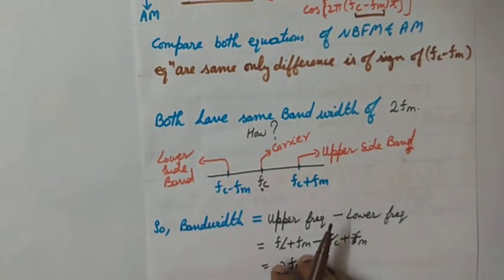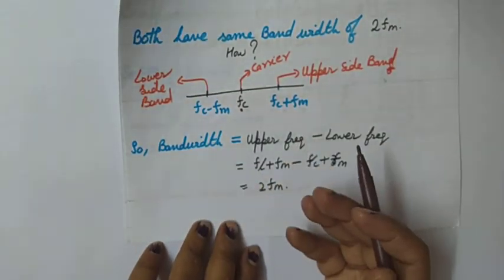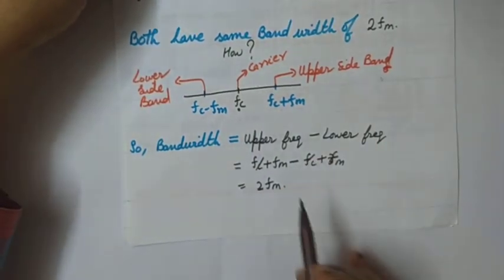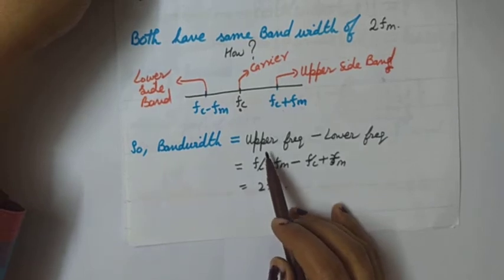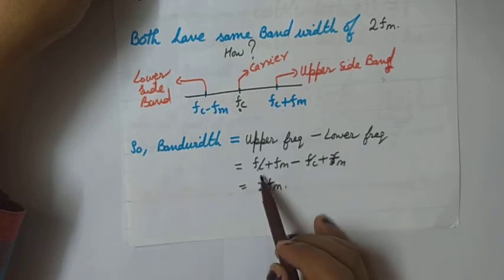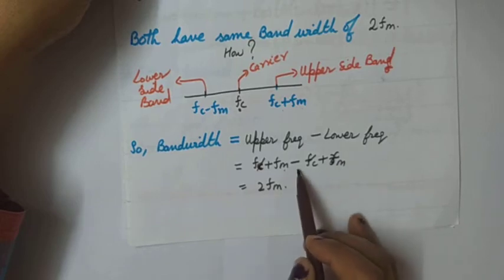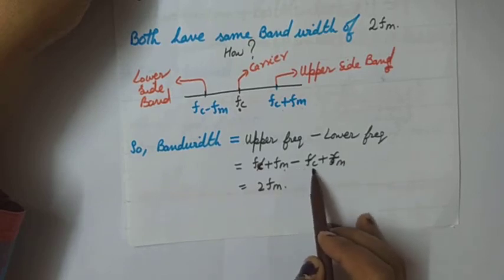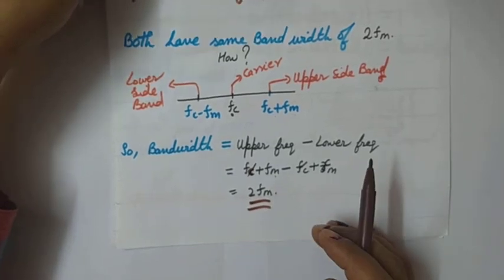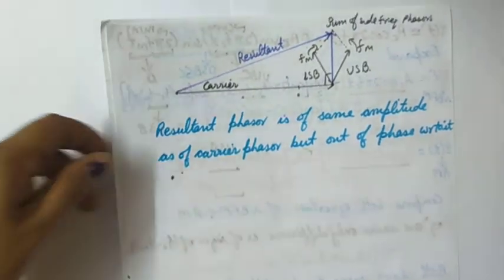If we want to find the bandwidth of this narrowband FM or the amplitude modulated AM wave, both have nearly the same equation and the same frequencies. So the bandwidth of both will be the same. And how do we calculate the bandwidth? As upper frequency minus lower frequency. The upper frequency is FC plus FM and the lower is FC minus FM. So FC plus FM minus FC plus FM. FC cancels, we get 2 FM. So both narrowband FM and the AM wave have the same bandwidth.